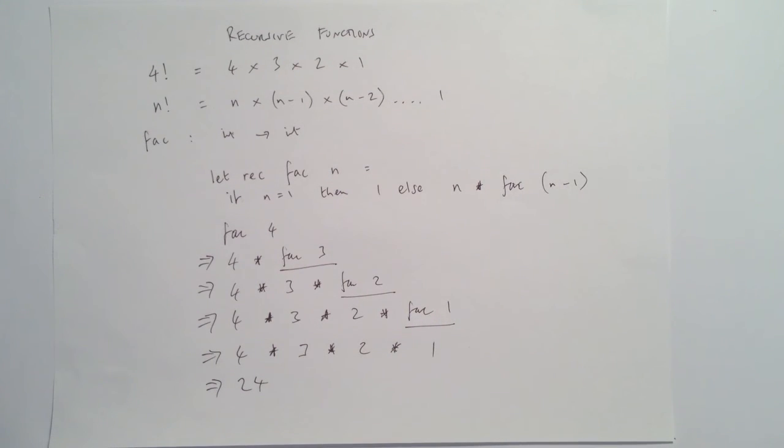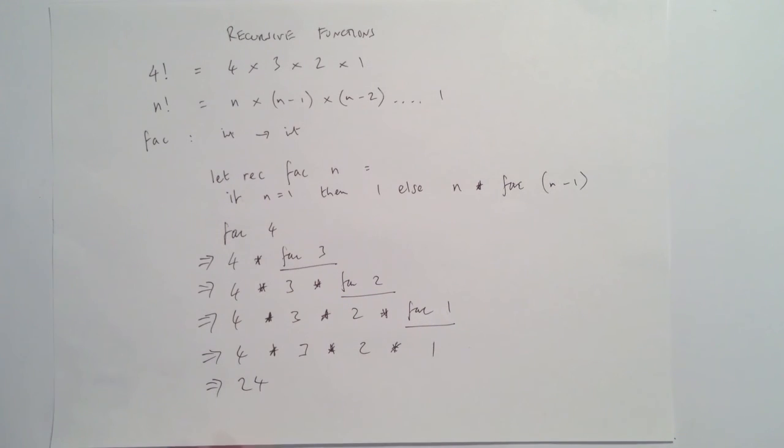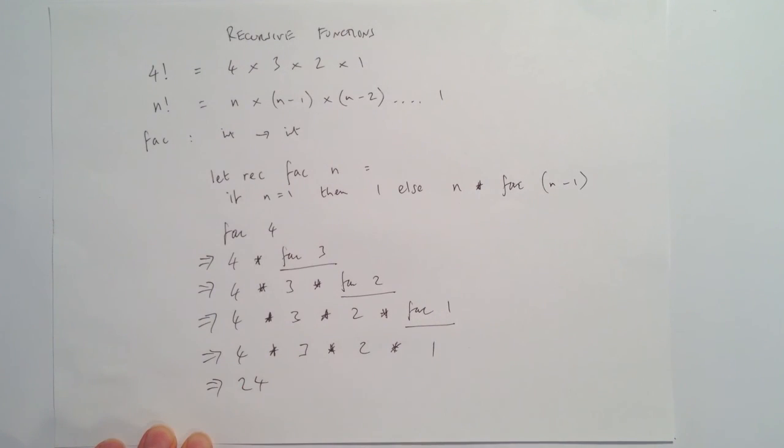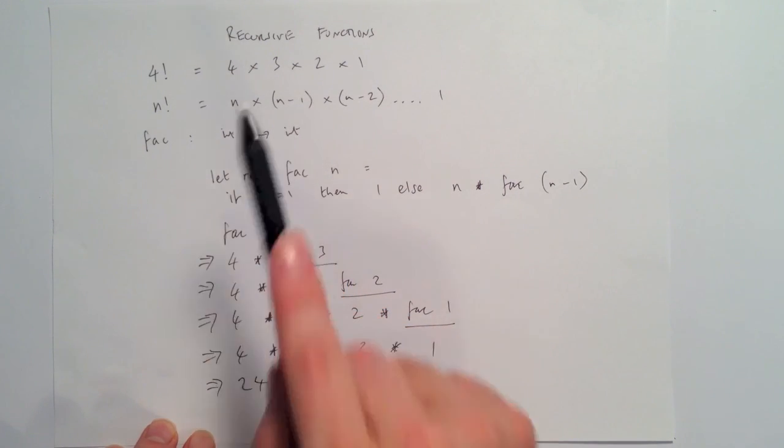So that's called a recursive function. The only difference from a normal function is that because it uses itself, we need to put the let rec instead of let. But notice that its type is just as simple as before. The type tells us what comes in and what goes out. It doesn't tell us about what happens in between. That's the whole point of a function. So an integer comes in, an integer goes out.